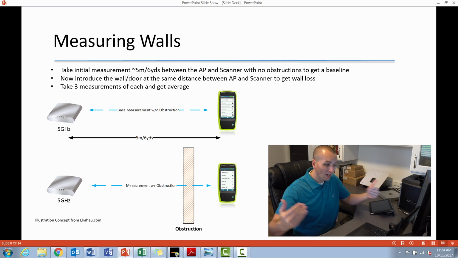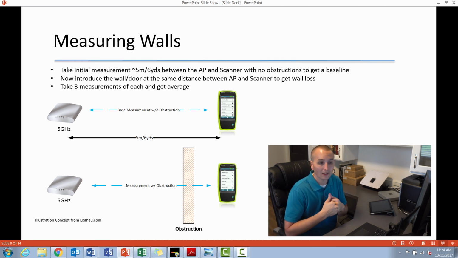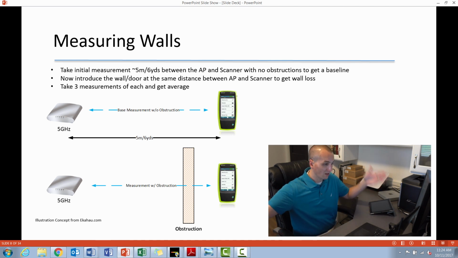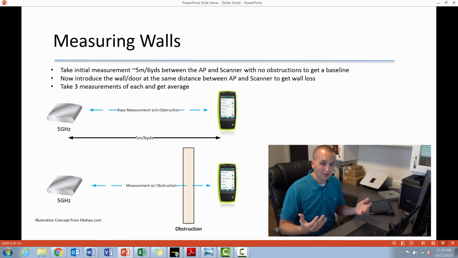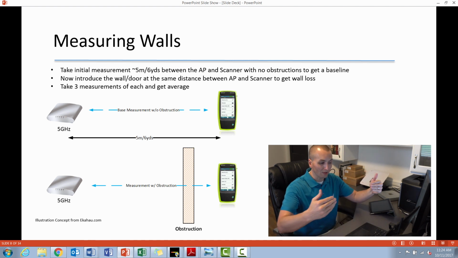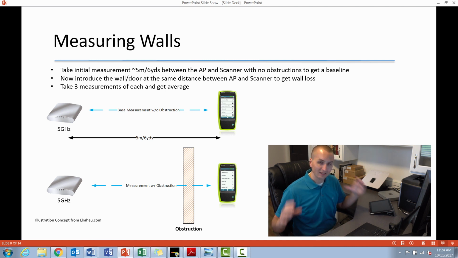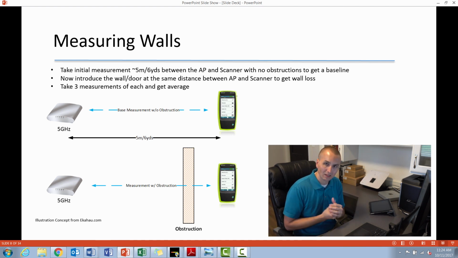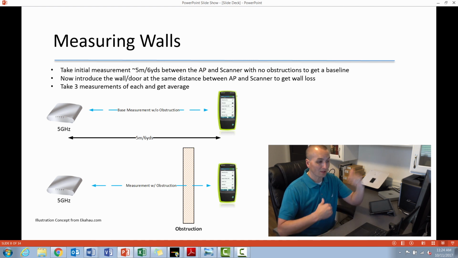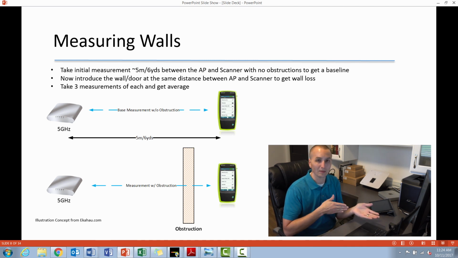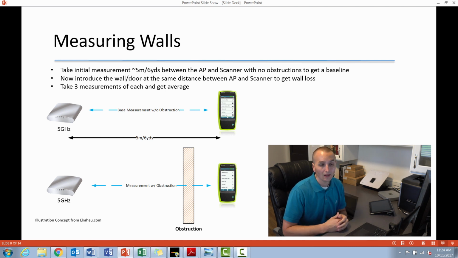Once you have that measurement, you now introduce an obstruction into that distance between your scanner and your AP. Once you've got your base measurement, you introduce your obstruction, and you're doing the exact same measurement, just with the obstruction in the way of that same distance. Then you take roughly 3 measurements, give or take, to get an average. The difference between your base and the measurement with the obstruction, there's your attenuation. That's how much attenuation is being introduced by that obstruction, be it a wall, door, what have you. And then you can take that measurement and take that to Ekahau.